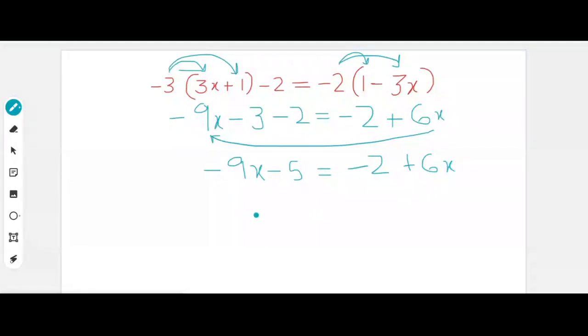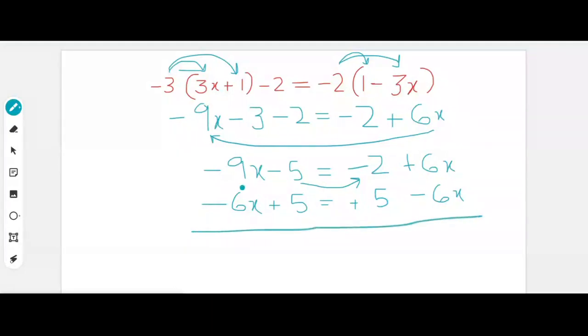Now the next step is that we need to shift this 6x to the left hand side of the equation. So you will just subtract 6x, and if we subtract 6x on the right side of the equation, we subtract 6x from the left side as well, and we need to shift this negative 5 to the right hand side. So we add plus 5 on both sides of the equation to make it balance. Now we can do simplification.